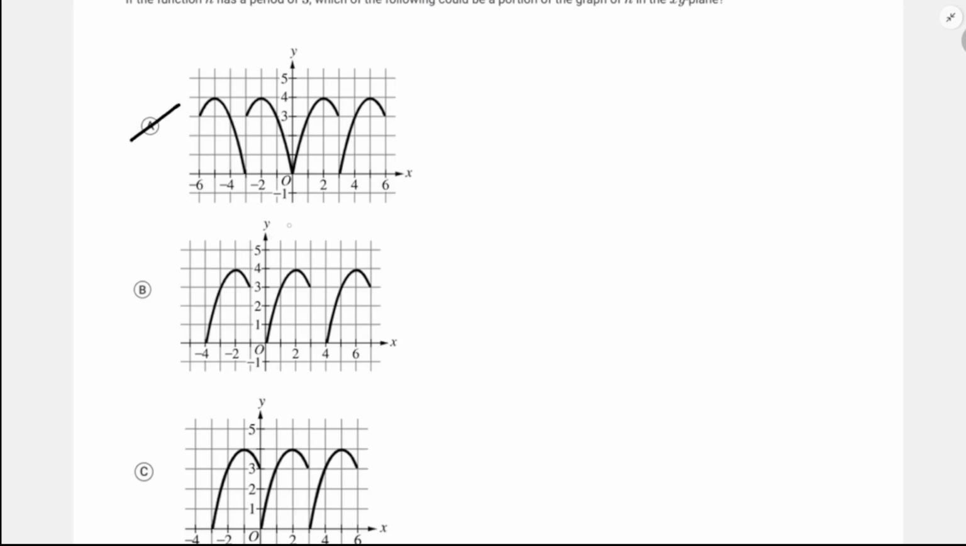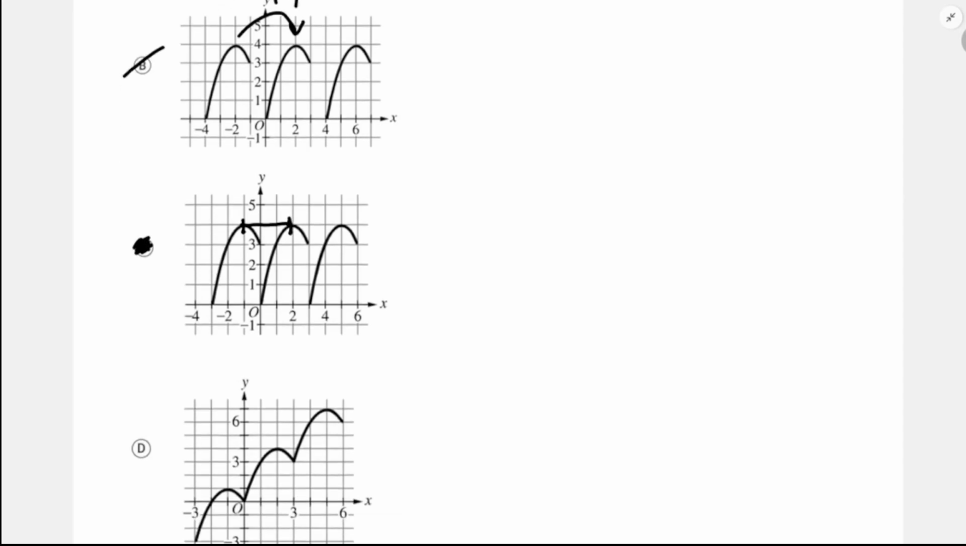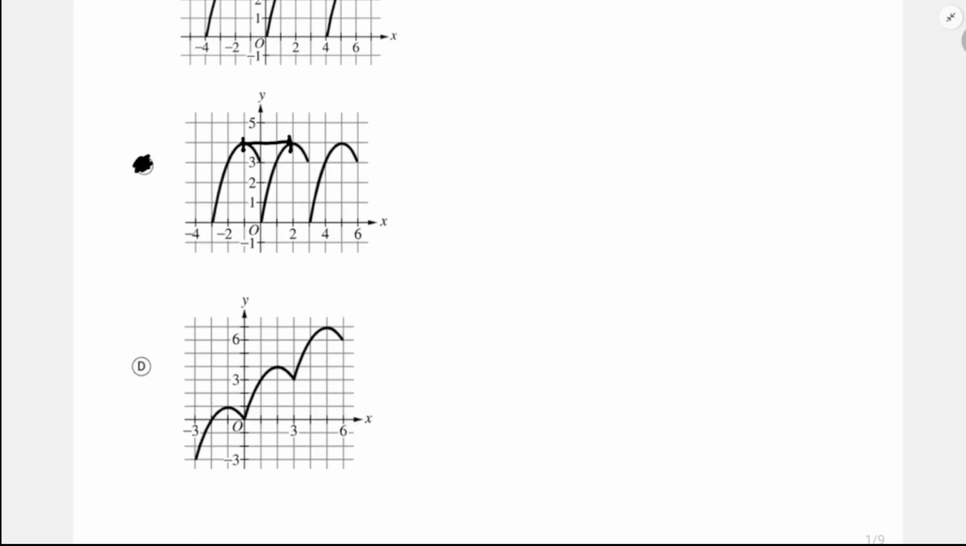Oh, but the period is 4 because I went 4 from the maximum to the next maximum. Okay, so that one's out. So I think it's going to be C. C looks periodic, and the tops are separated by 3, and it's doing the exact same thing each 3. So I think that would probably be it. What's the deal with D? Oh, okay, the overall increase is the same, but the function output values themselves are not demonstrating a repeating pattern. So it's going to be answer choice C.